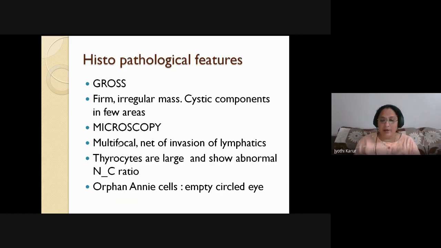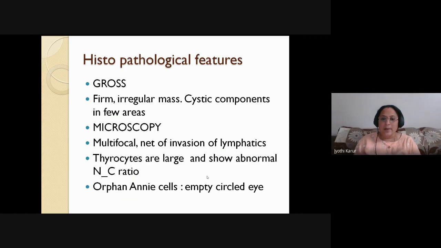One is they are multifocal. As I already told you, there could be multiple foci of malignancy and there is invasion of lymphatics, because this is going to spread by lymphatic route. There is a net of invasion. So it looks like a net, closely invading the lymphatics of the thyroid gland. And the thyrocytes are large and show abnormal nuclear cytoplasmic ratio and these typical Orphan Annie cells.